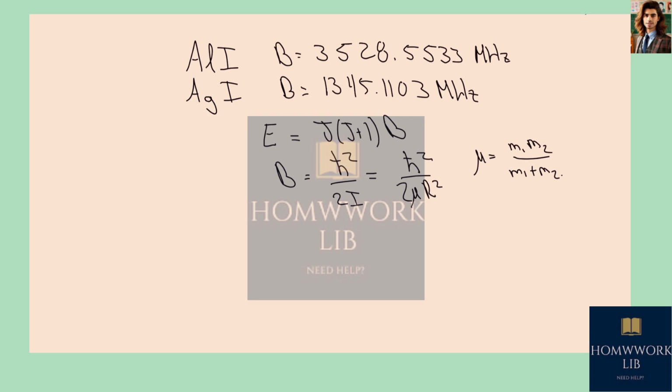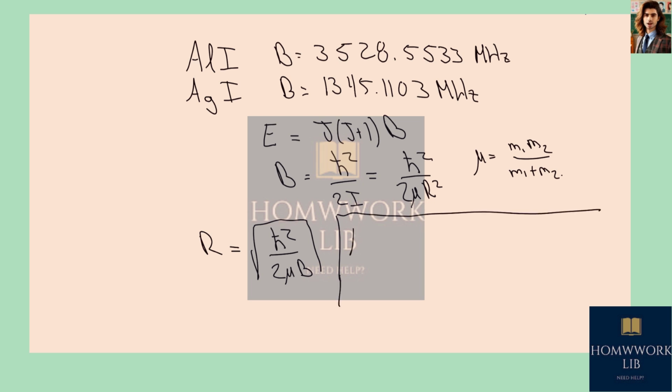So from here, in both cases, we're going to know that the bond distance is equal to the square root of h bar squared divided by 2 mu times B. So what we need to calculate for both of the molecules is the value for mu, and the value for B is given already to us. So let's begin with the value for mu for aluminum iodide.